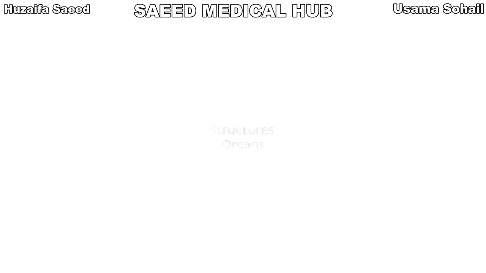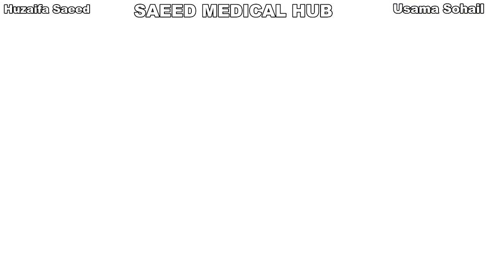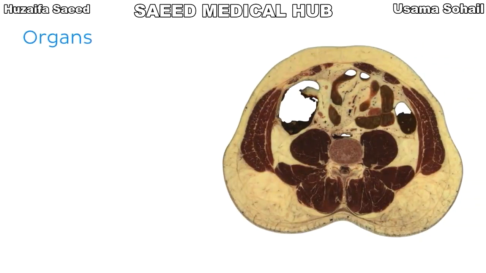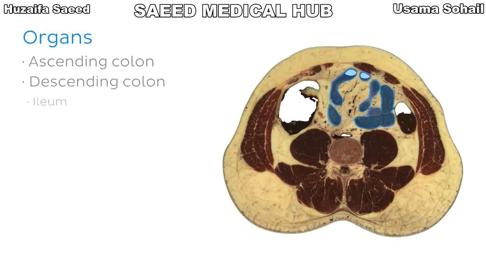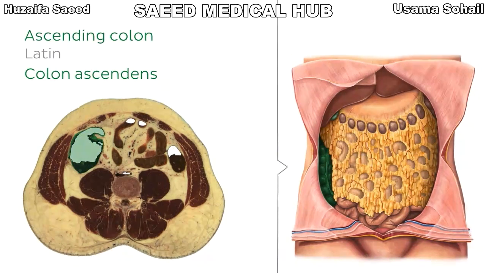Now that we've covered all of the muscles at the L4 level, we'll move on to the organs. In this cross-sectional image, we'll be able to see the ascending colon, the descending colon, the ilium, and the ureters. The first organ we'll look at is the ascending colon. In the cross-sectional image, we can see that most of what is highlighted is actually empty space. This is the lumen of the ascending colon.